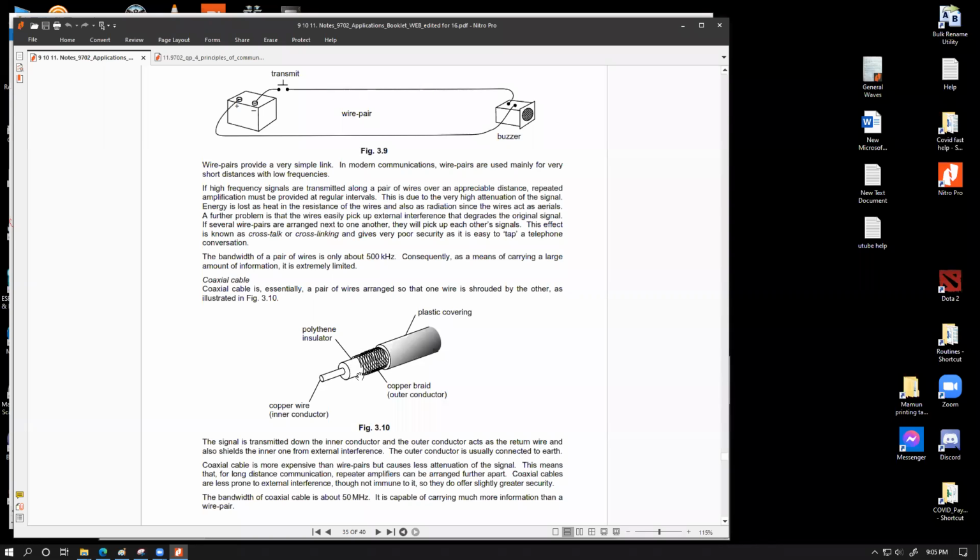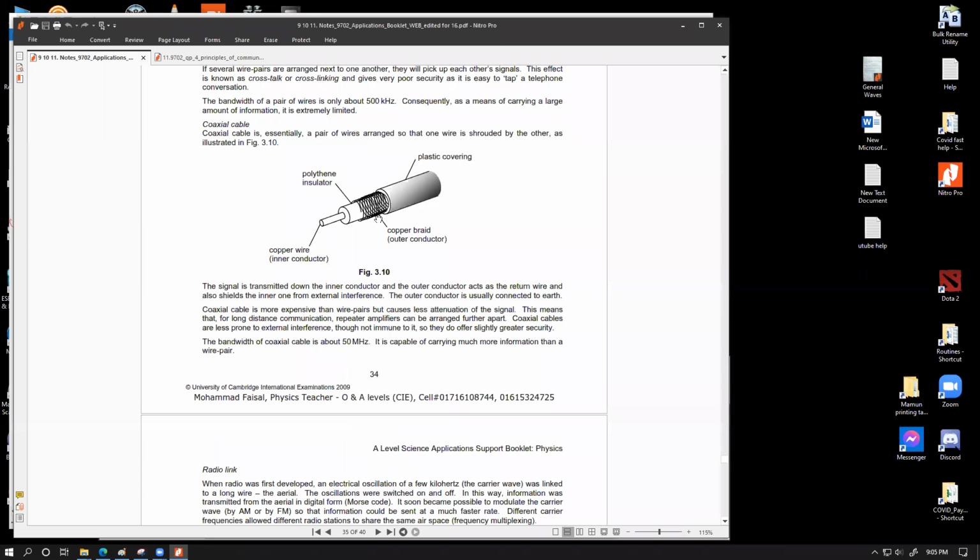This copper braid or mesh is basically a safeguard for the data that travels through the inside wire. This is our main communication channel, the inner conductor, and the mesh is there to reduce the amount of attenuation or noise pickup it might get from the surroundings. So we're minimizing that factor.